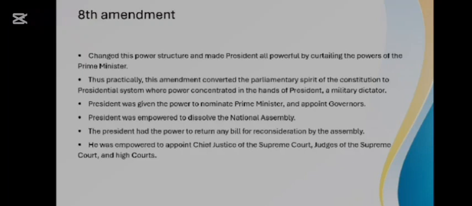And ironically, the powers of the President were increased in a manner that the Prime Minister became the senior minister of the President. So it changed the face of the Constitution of Pakistan from a parliamentary form of government to a semi-parliamentary form, rather a hybrid presidential form of government. And all the powers given to the President in this Constitution could not be challenged in any court of law. That was another irony.